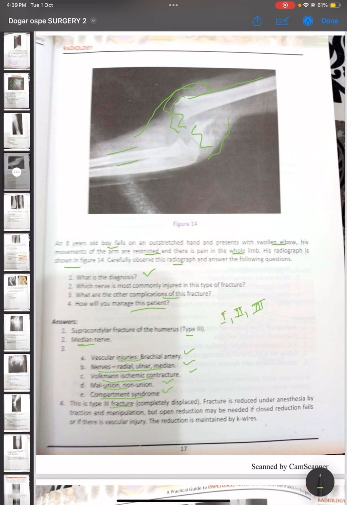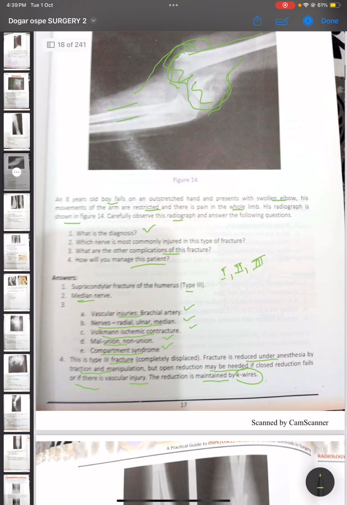This is a type 3 fracture, completely displaced. See, when the bone is completely displaced, it is known as type 3. So the fracture is reduced under anesthesia by traction and manipulation, but open reduction may be needed if closed reduction fails or if there is vascular injury. The reduction is maintained by K wires. Okay. So, moving on to the next one.